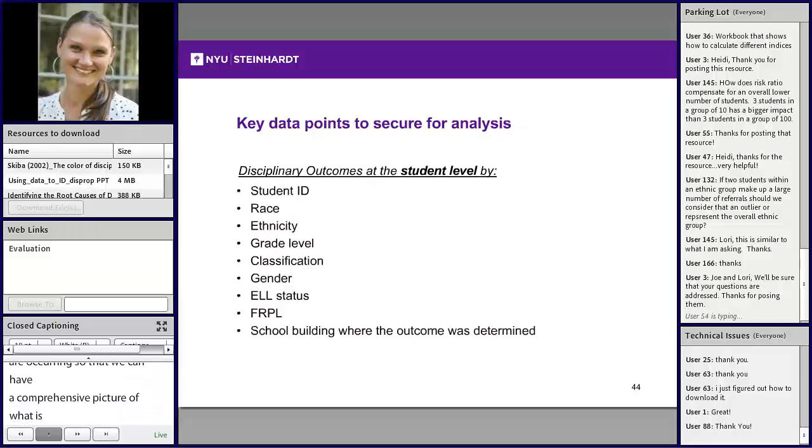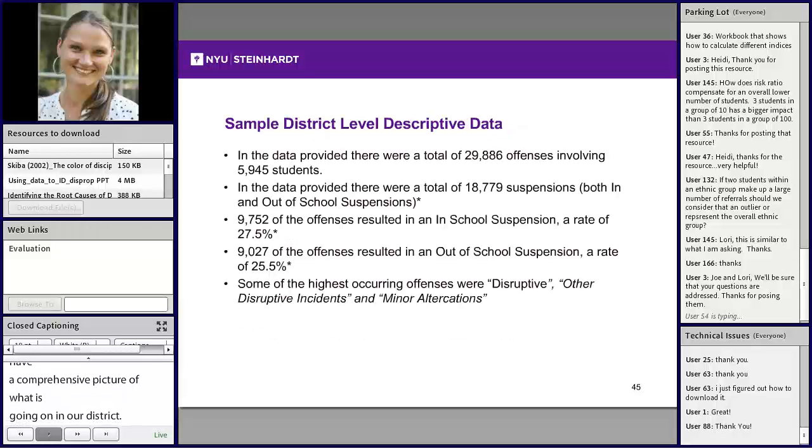And so once you compile this information, you can start to pull some general trends of what's going on. And it's really important, again, to think about how these trends are relating at a broader level, which led to the citation, and then how they're relating at the school level.